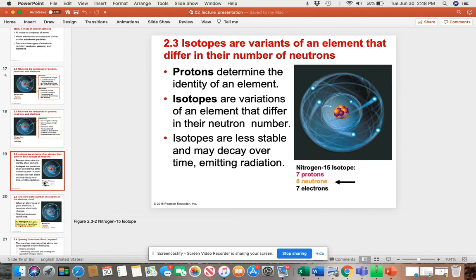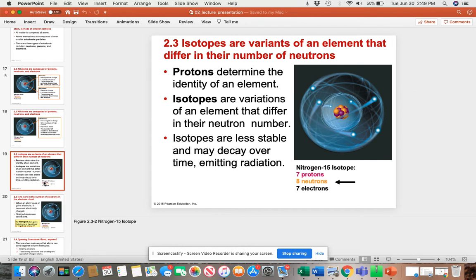And so, even though you have elements with these three subatomic particles, you can have the same element with the same number of protons, the same number of electrons, but different numbers of neutrons. And so we call these isotopes.